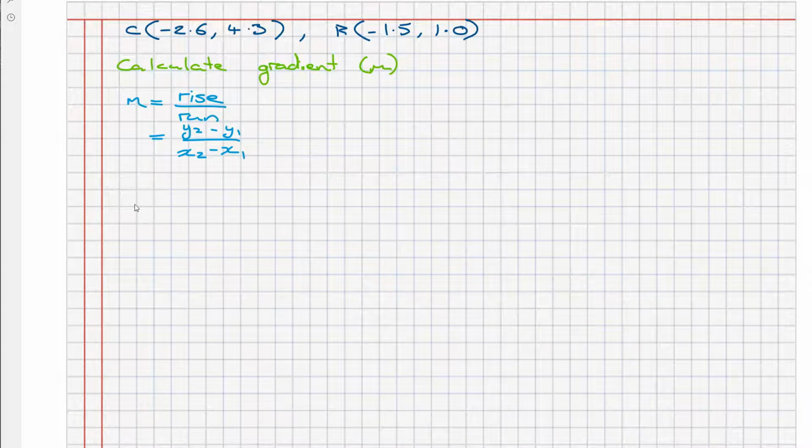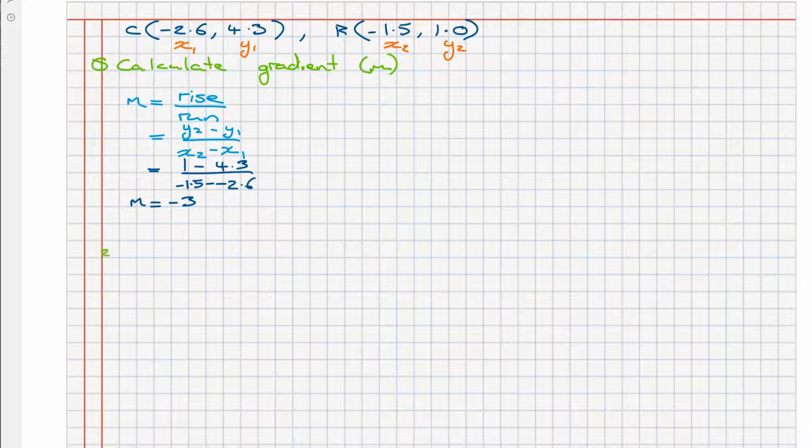Now, to use this formula, we need to have the points themselves delegated as point 1 and 2. For convention's sake, I'll just say the first point will contain x1 and y1, and then the second point will be x2, y2. Now, using these 2 points here, all we need to do is substitute the values of x1, y1, x2, y2 into this equation here. So y2 is going to be 1, and then x2 is negative 1.5. Now, throwing all of these in the calculator and crunching the values for us, we discover that the value of m, or the gradient, is equal to minus 3. So that's task 1 done.